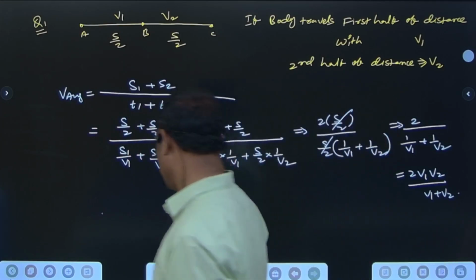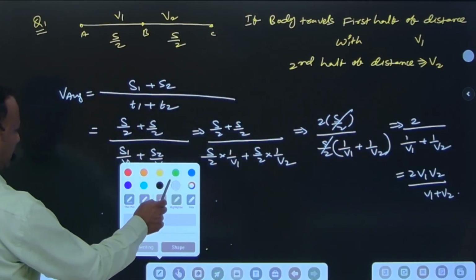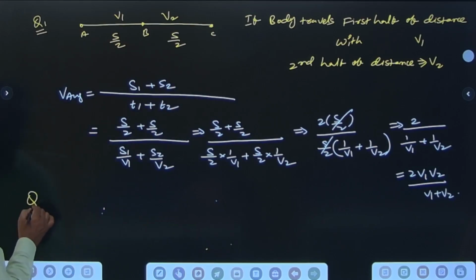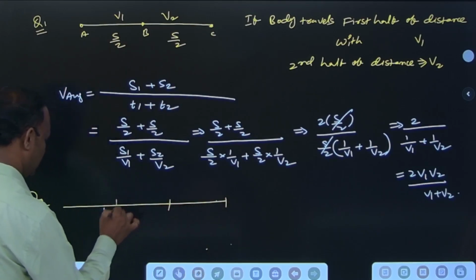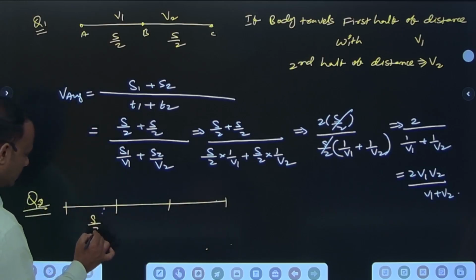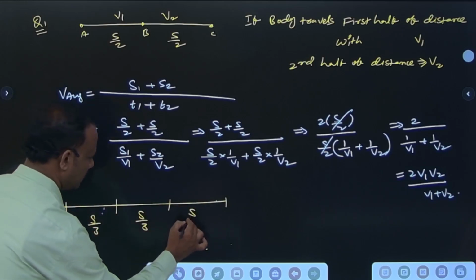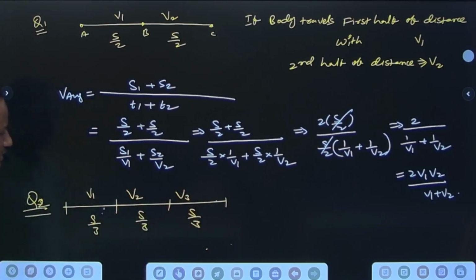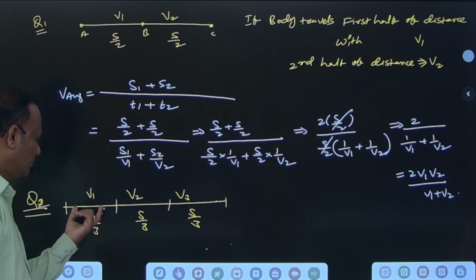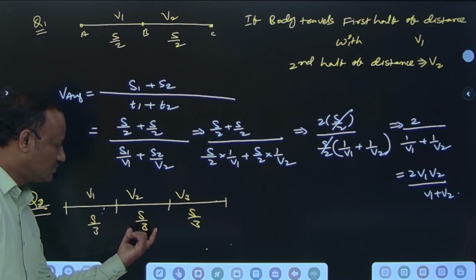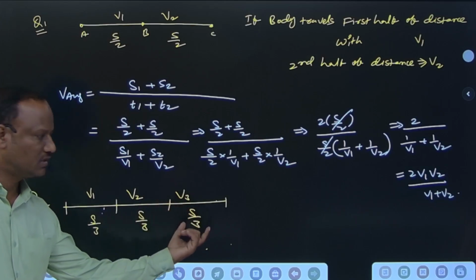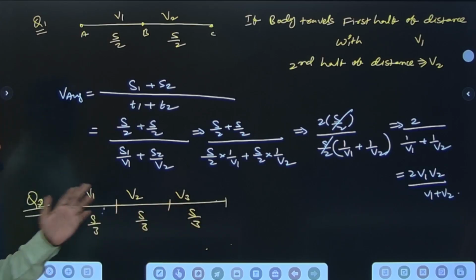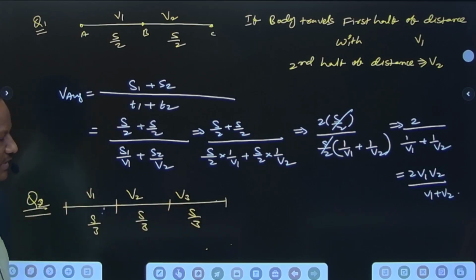And you can prove this yourself, I'm just giving the idea. So first one done, next is the second one. This is the distance, divided into 3 equal parts, S by 3, S by 3, S by 3, with velocities V1, V2, V3. The first 1/3 of distance with a velocity V1, the second 1/3 of distance with a velocity V2, and the last 1/3 of distance traveled with a velocity V3. What is the average speed?